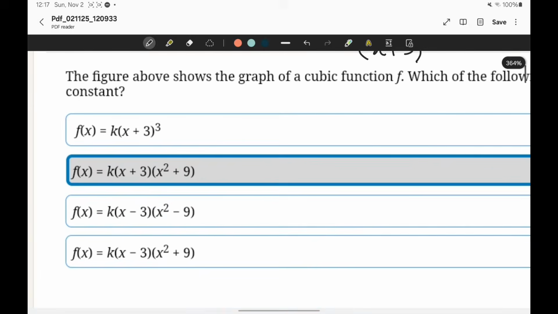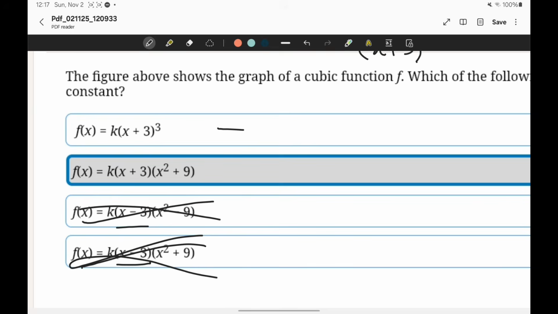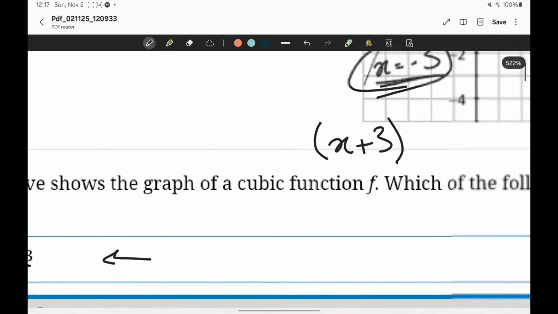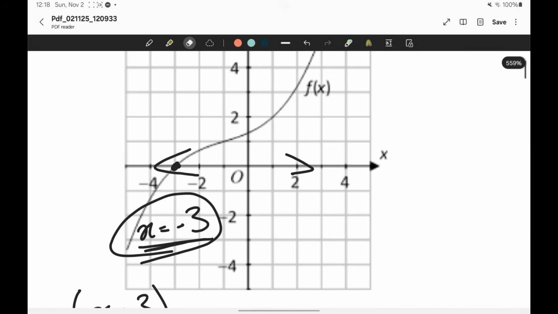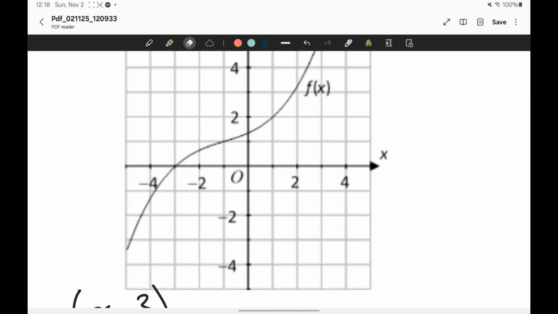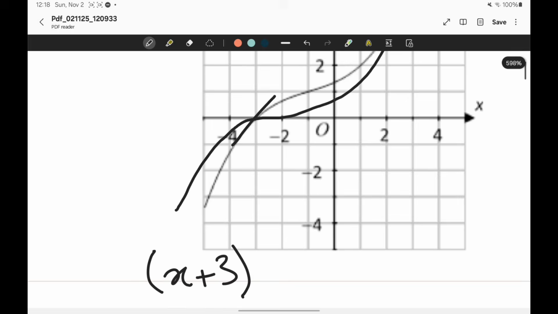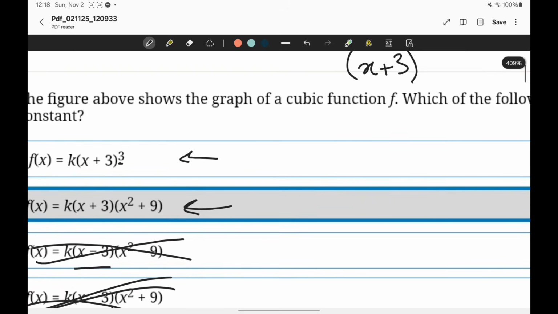So we can go ahead and cancel out these two options because these are both x minus 3. We don't want that. So that means it's either this one or this one. But how do we know which one? Here we could see that there's a cube. If this graph was cubed, it would look something more like this. It would stay at the minus 3 for a longer time. It would be heavy on the minus 3. But that's not the case. You could see here that it's going through it quickly. So we choose this one.